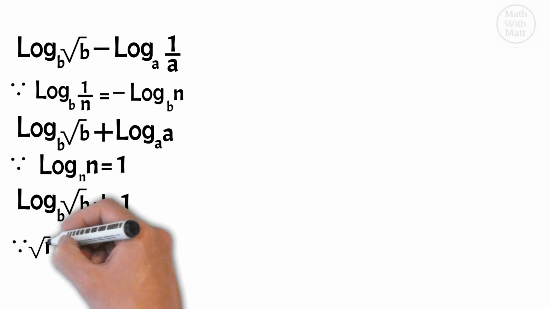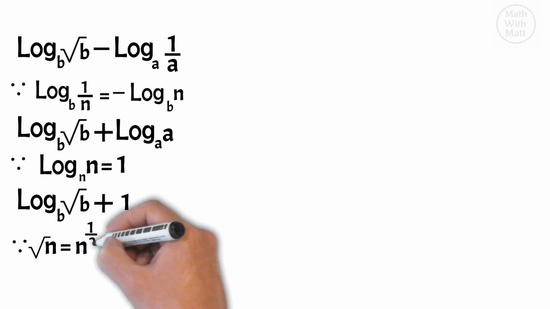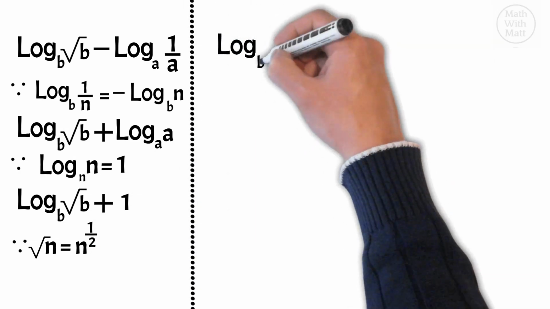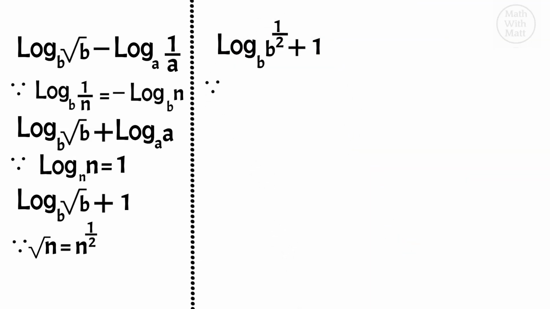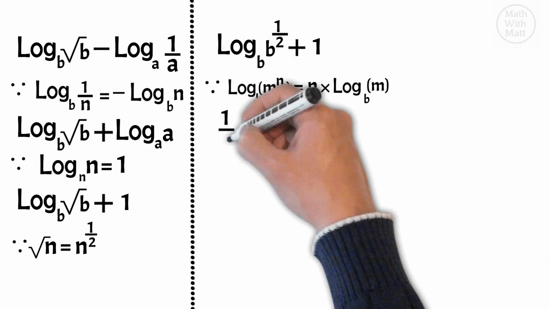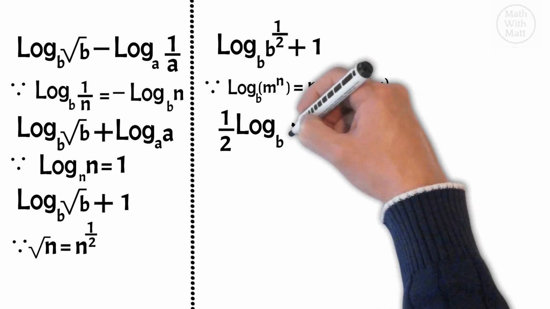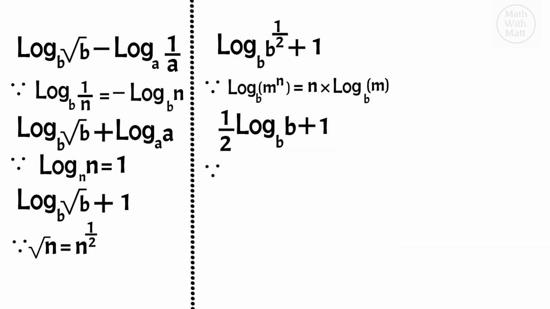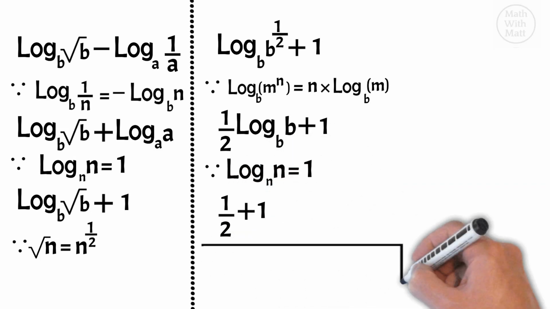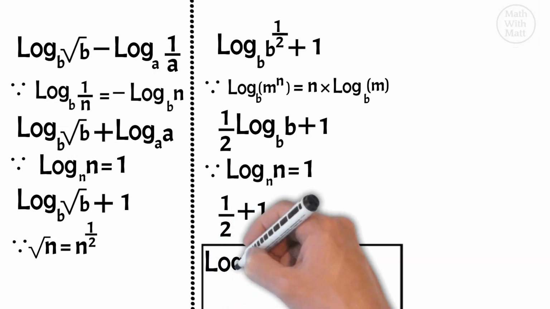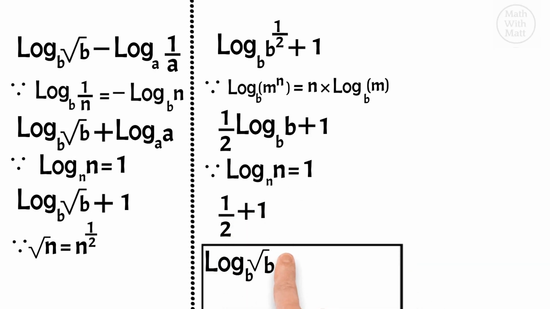Root of a number can be stated as power 1 upon 2, and after stating that, we use law of log of power again. Which leaves us with log to base b of b, which is obviously 1. Which gives us 1 upon 2 plus 1. So the answer to log to base b of root b minus log to base a of 1 upon a comes as 3 upon 2.